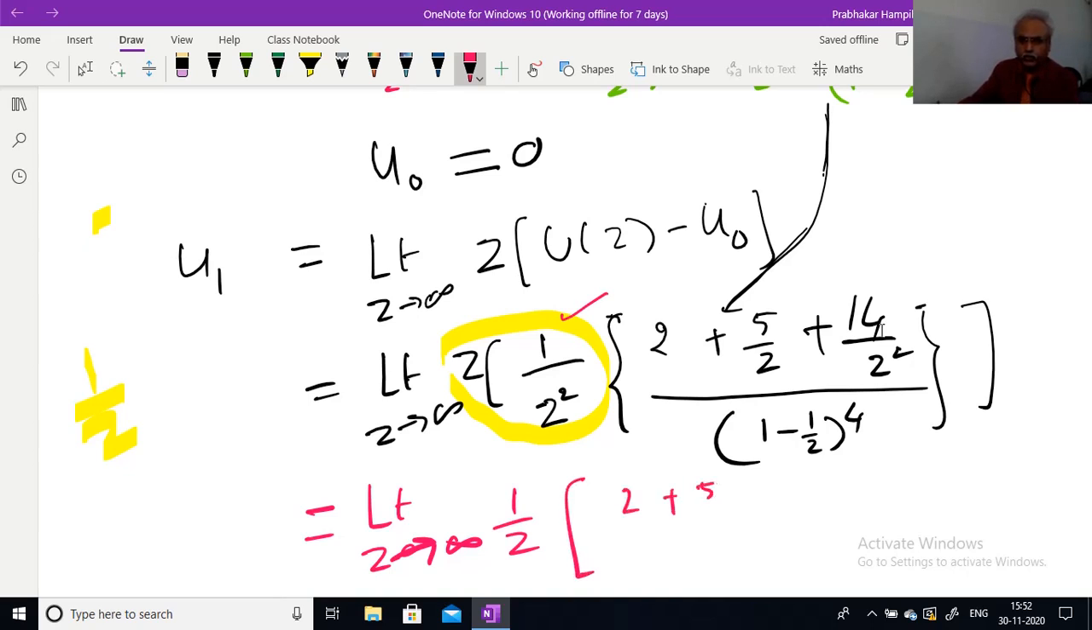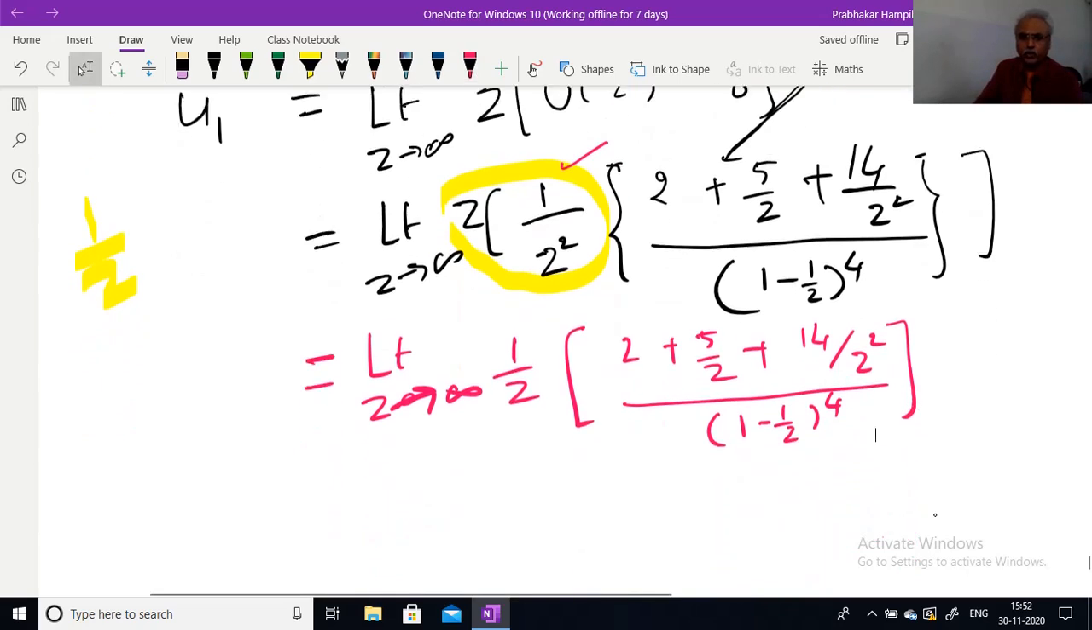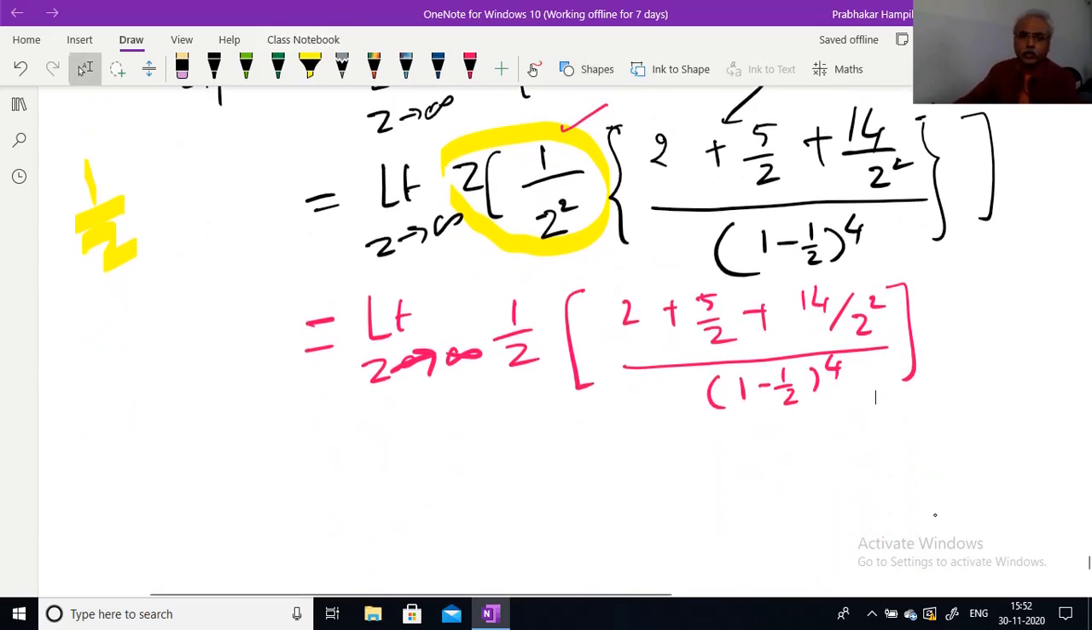2 plus 5 by z plus 14 by z square, whole divided by something raised to 4, which is 1 minus 1 by z raised to 4. Now we are ready to take the limits. Taking the limits means, in a simple sense, wherever z is there, you have to go on putting infinity.